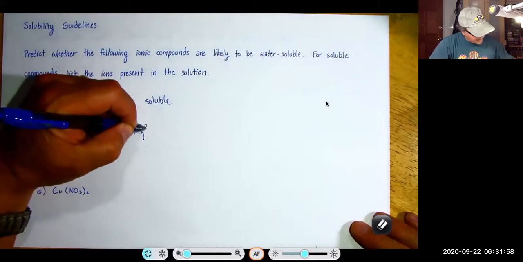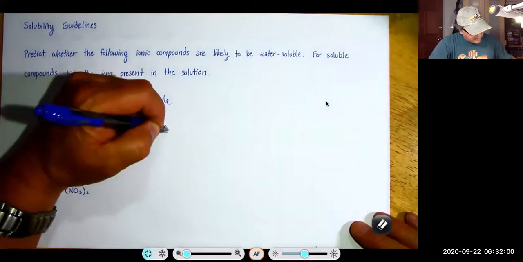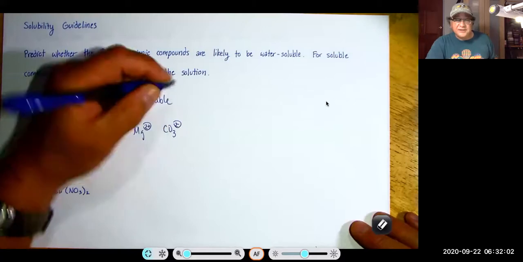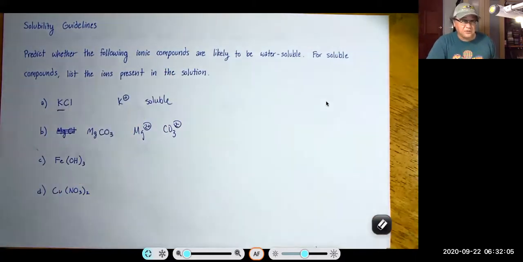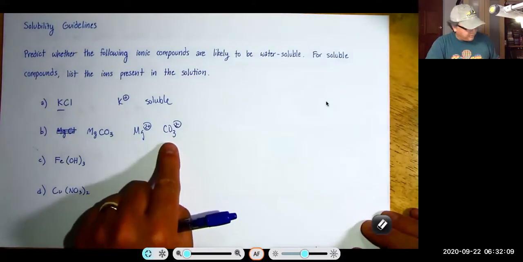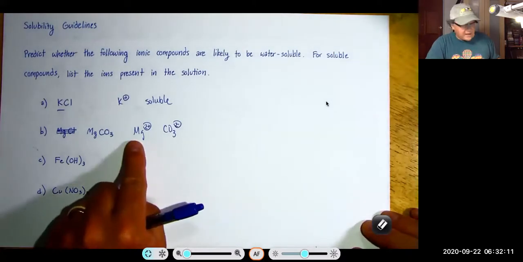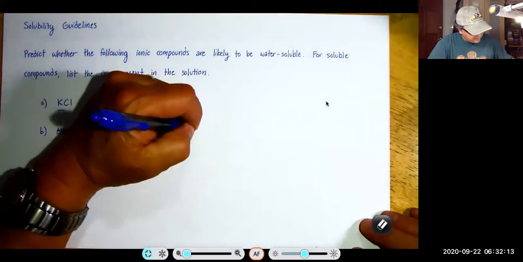So I don't know about that. But I see that it has carbonate, and when I look at the list, carbonates are not soluble. The exceptions are when they're combined with a group 1A ion or ammonium, and that's not the case here, so this is insoluble.